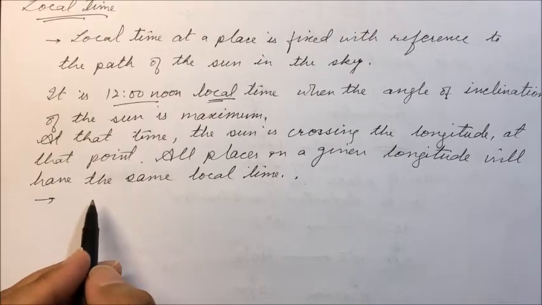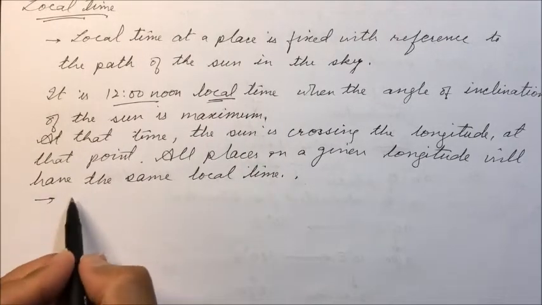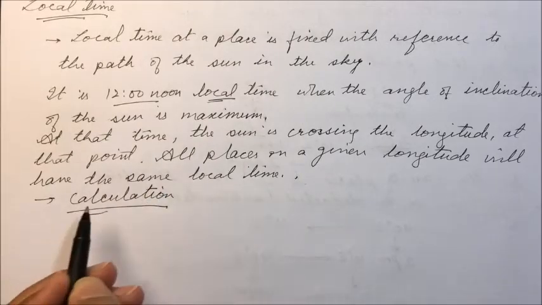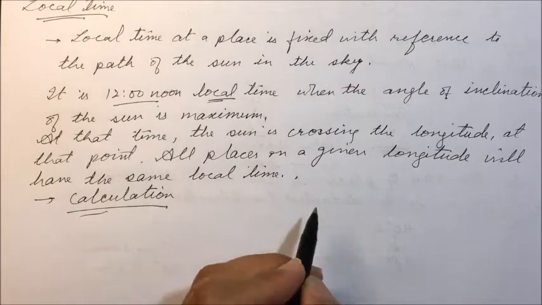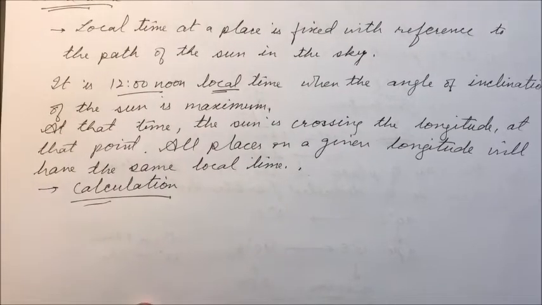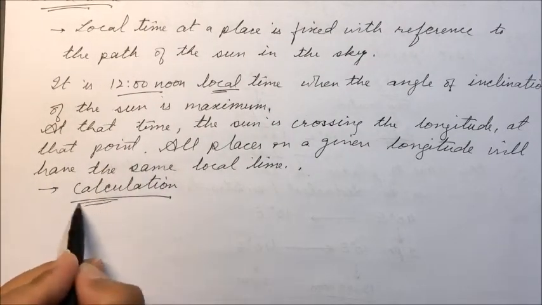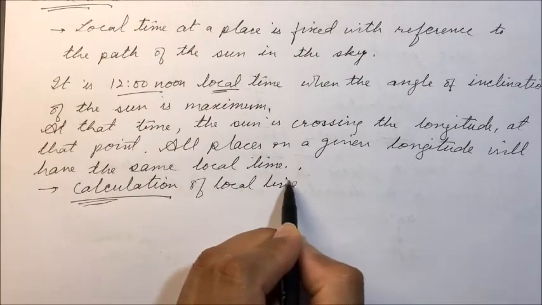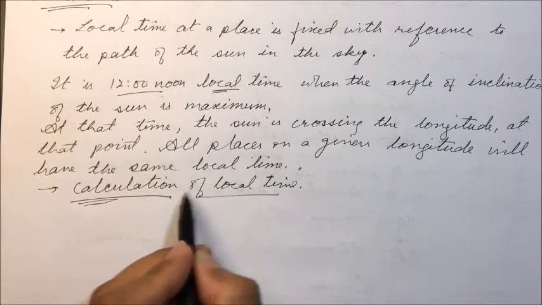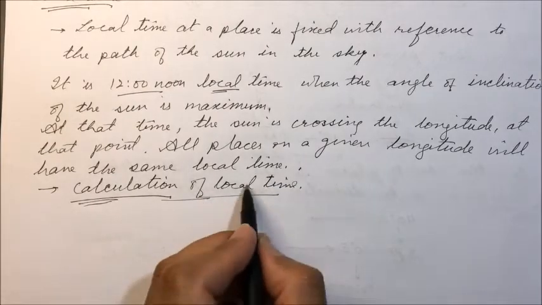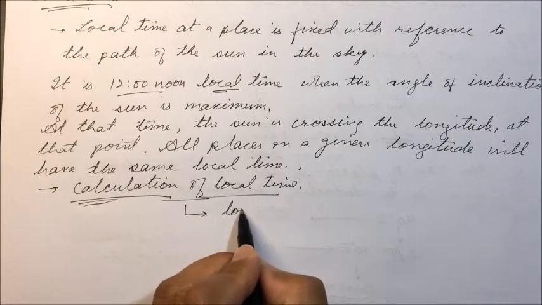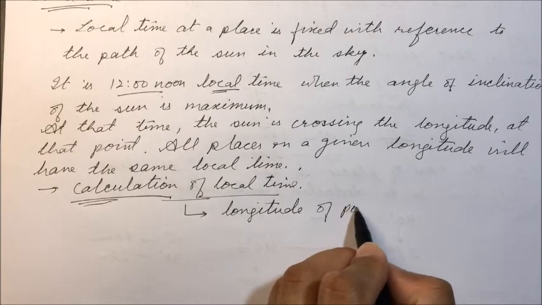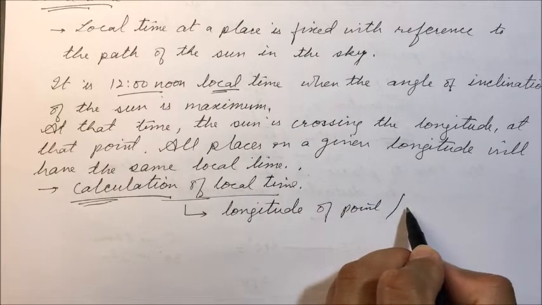Now we will discuss how this local time can be calculated. We have already discussed how to find the local time in comparison with the other time. So we will be discussing the calculation of local time. For knowing the local time at any particular location, we must know the longitude of that location.